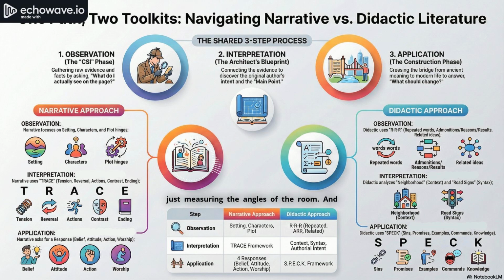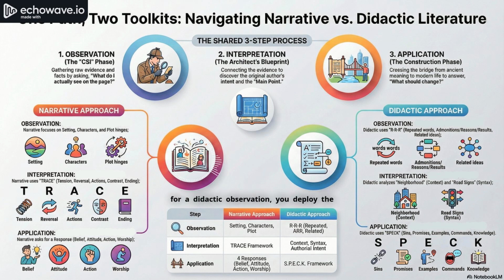You were just measuring the angles of the room, and then to interpret that narrative, you switch to what the guides call the trace framework. Tension, reversal, actions, contrasts, and ending. Right. You act as the detective looking at the CSI's evidence board, hunting for the exact turning point in the story that flips the tension on its head. But if you take that detective toolkit into a didactic text, it is completely useless. Completely. There is no setting to map and no plot to trace.